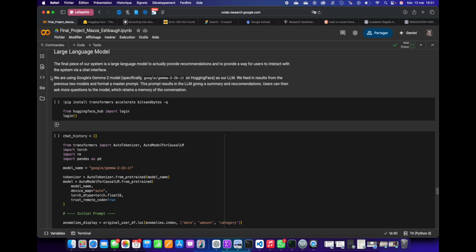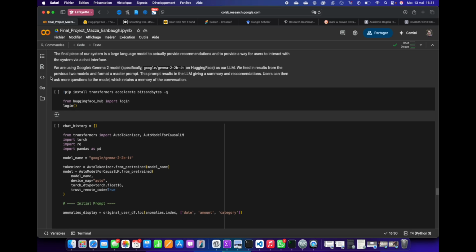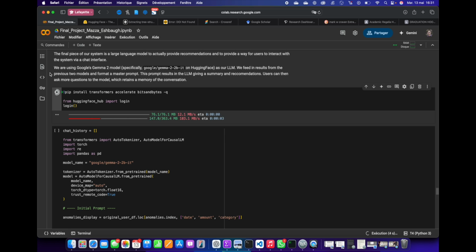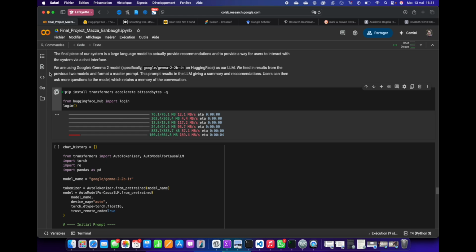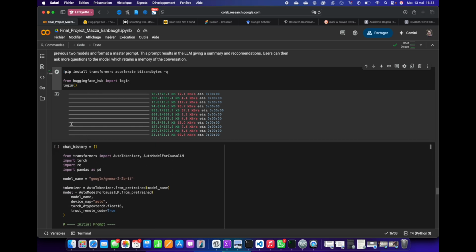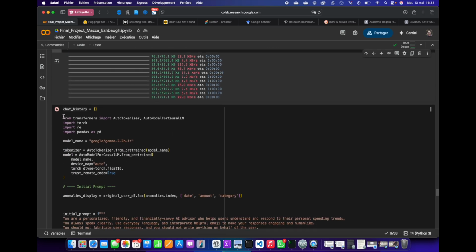It also provides a chatbot feature to allow the user to go back and forth with the model and figure out exactly what kind of recommendation works best for them. The first thing we're going to do is install some transformers and log into Hugging Face. This is an essential step because the model is gated, so we have to make sure that we have access to the model. I just copied the access token that we received from Hugging Face. I'm going to log in, and that confirmed that I have access to the gated model.